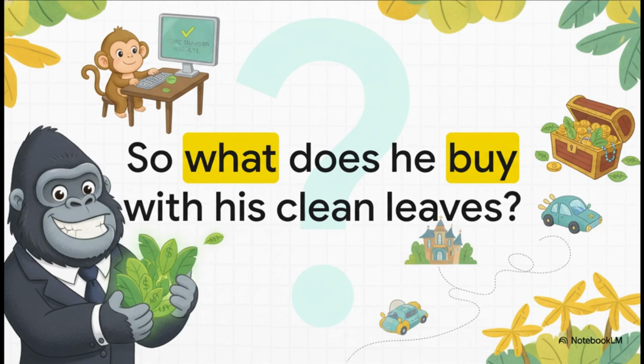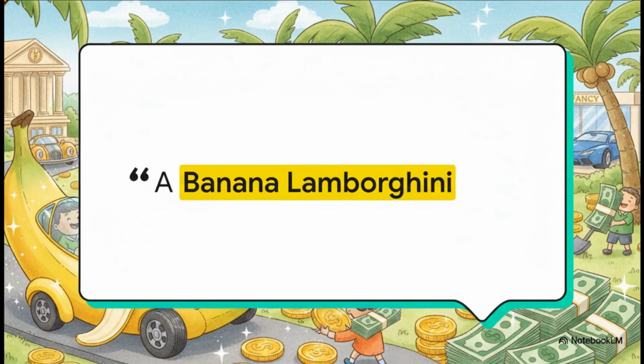So the big question is, after all that work, what's the first thing he does with his clean, newfound fortune? A banana Lamborghini, of course. And this is the perfect example of integration. He's taking that laundered money out of the bank and turning it into a real, physical, high-value asset. He can drive it all over the jungle, and nobody would ever suspect where the money to buy it really came from. It's the ultimate trophy for a job well done.